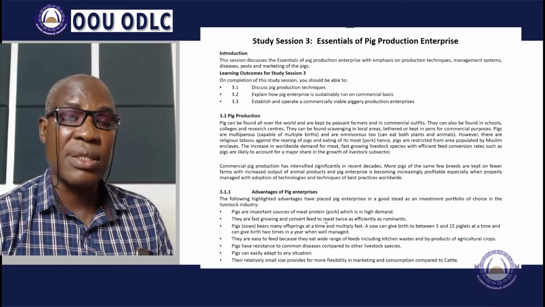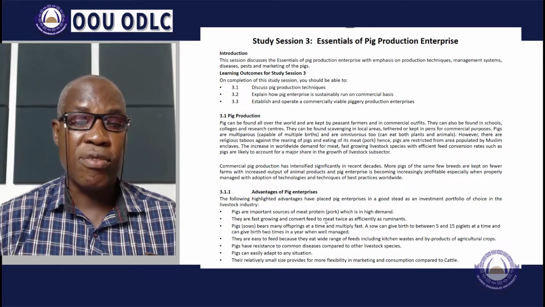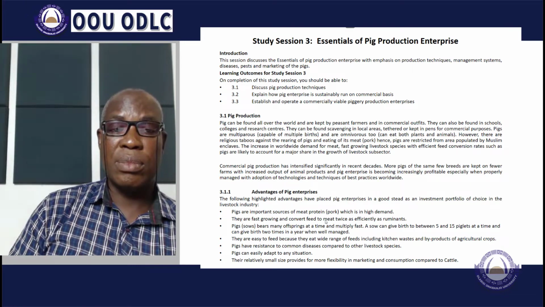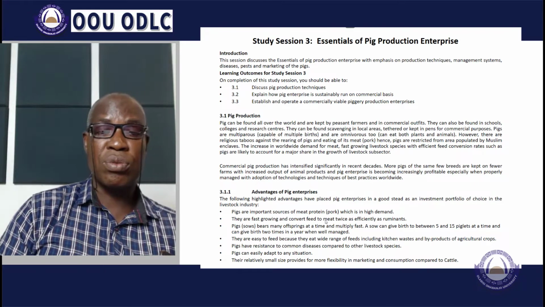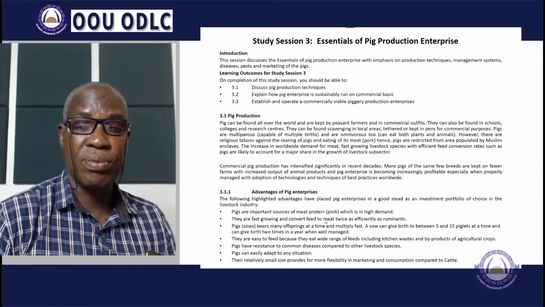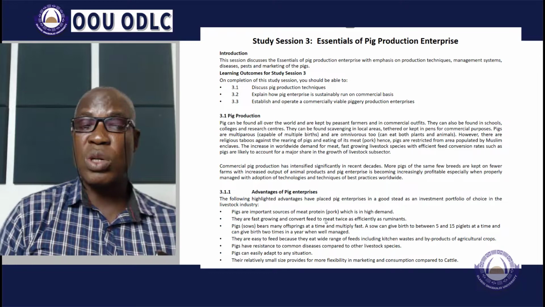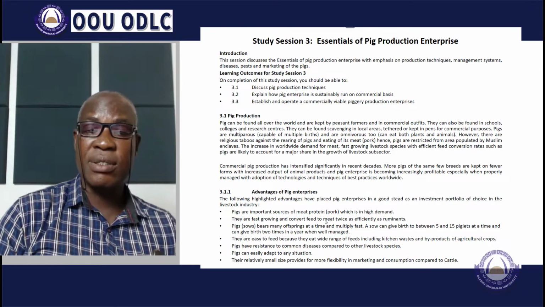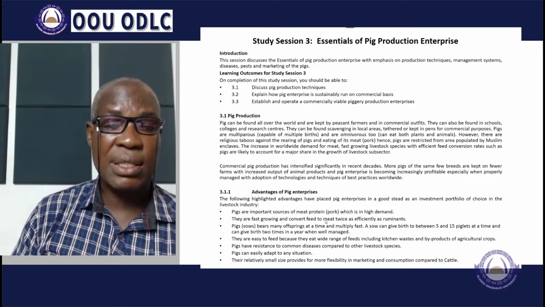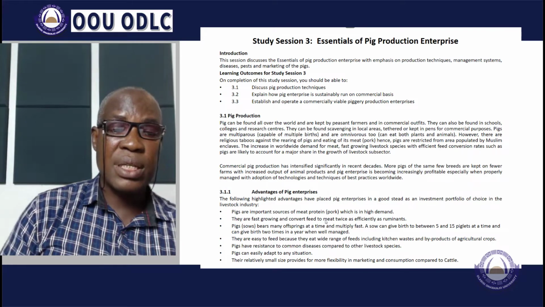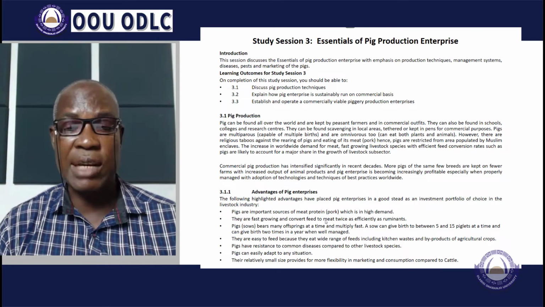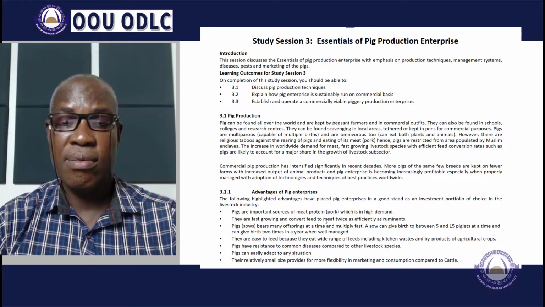What are the advantages that are derivable from pig enterprise? One, pigs produce very important meat of proteinous nature. Pigs are fast-growing animals, and they convert feed more efficiently than ruminants. Pigs bear many offspring at a time, and they multiply very fast.